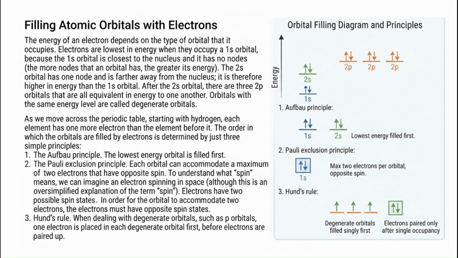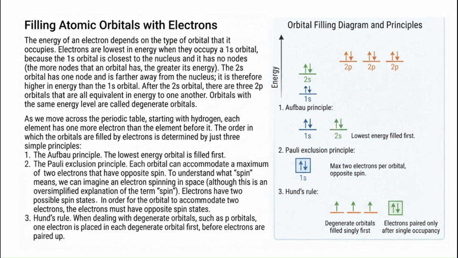As we move across the periodic table, starting with hydrogen, each element has one more electron than the element before it. The order in which the orbitals are filled by electrons is determined by just three simple principles. 1. The Aufbau principle. The lowest energy orbital is filled first. 2. The Pauli exclusion principle. Each orbital can accommodate a maximum of 2 electrons that have opposite spin.